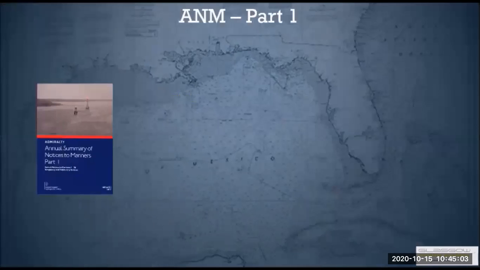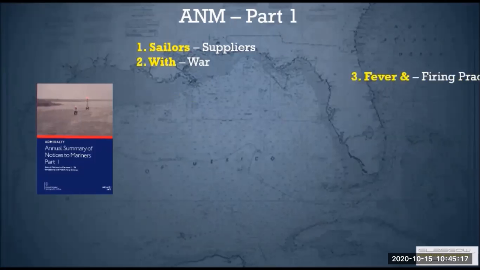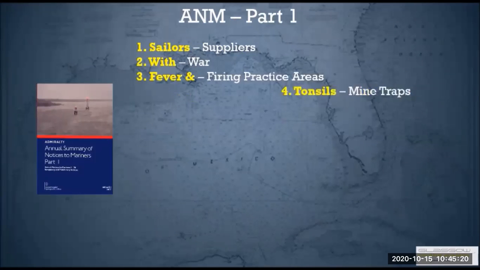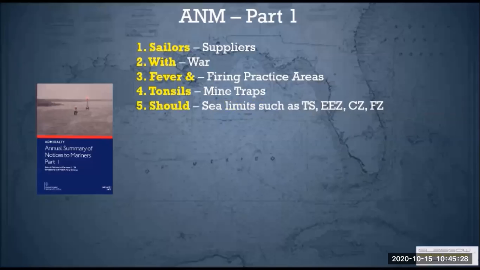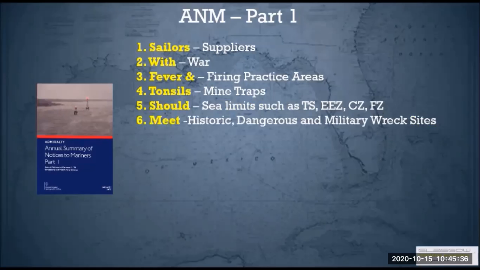Then we have the annual notice to mariners. In the first part you have sailors, or all the suppliers, the list of suppliers. Then any war situations or notices regarding war. Then fire practice areas. Then you have mine traps, any mine traps all over the world, and sea limits such as territorial sea, EEZ, contiguous zone. Then section 6 is historic dangerous and military wreck areas.